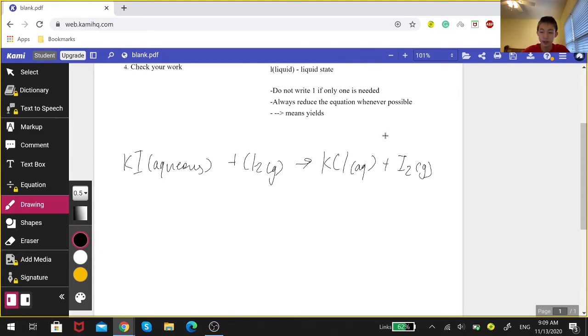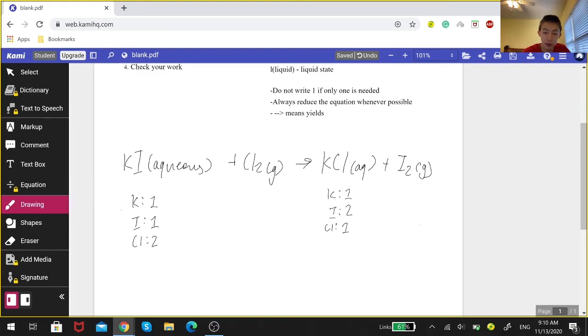Okay, now I have to balance it. Let's see what we have over here. We have 1 K, 1 I, and 2 Cl's. Over here we have 1 K, 1 Cl, and 2 I. So we can see it's obviously not balanced. Over here there's 2 I. So in order to get from 1 to 2, we have to multiply the I by 2. And since K and I are bonded, I have to multiply both of these by 2.